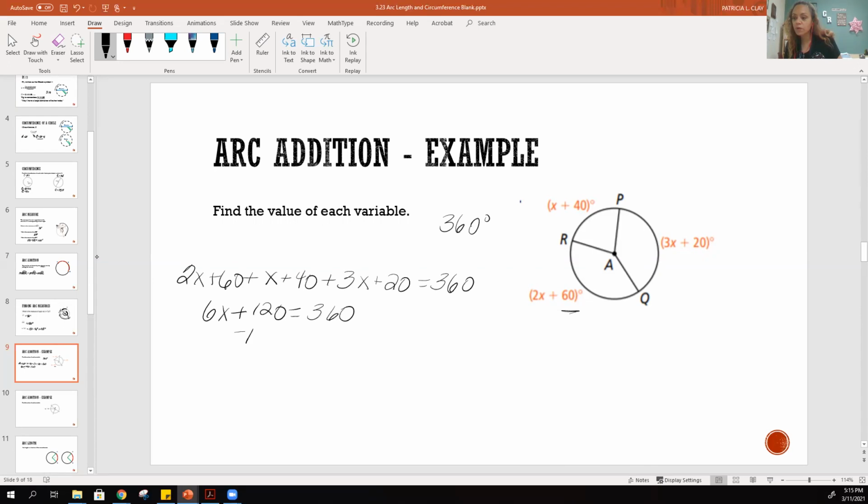Well, now I'm going to move my 120 to the other side. So I get 6X is equal to 240. Well, I'm just going to divide by 6. And that gets me X is equal to 40. Okay.